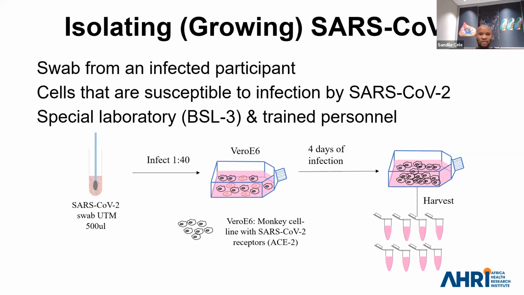So let's get to how SARS-CoV-2 is isolated. One needs a SARS-CoV-2 positive swab and cells that are infected with SARS-CoV-2, a BSL-3 laboratory, and of course, trained personnel to work inside the BSL-3. So inside a biosafety cabinet in BSL-3, I infected Vero E6, which is a monkey cell line, with SARS-CoV-2 and then incubated for 4 days. So 4 days post-infection, the virus is then collected and then stored.